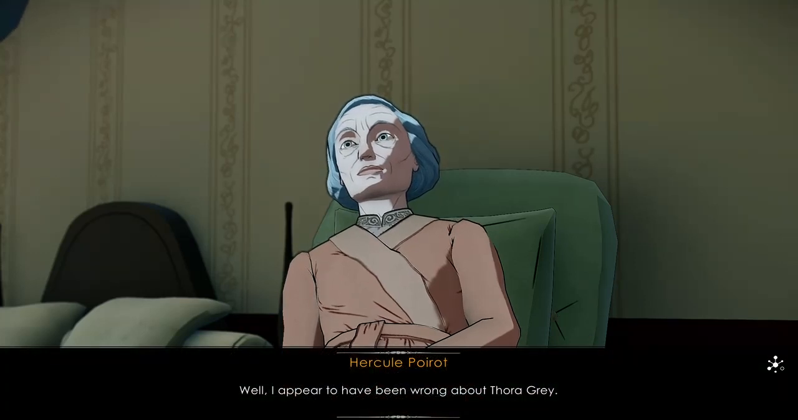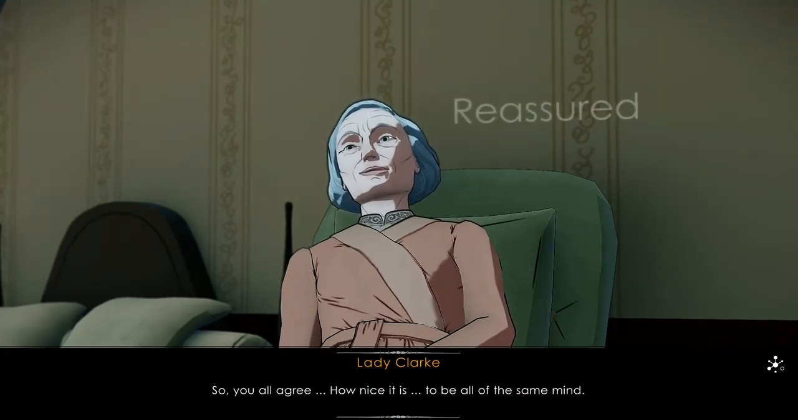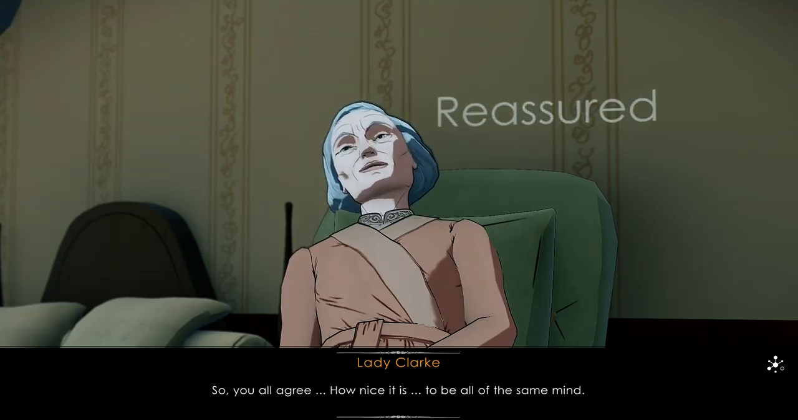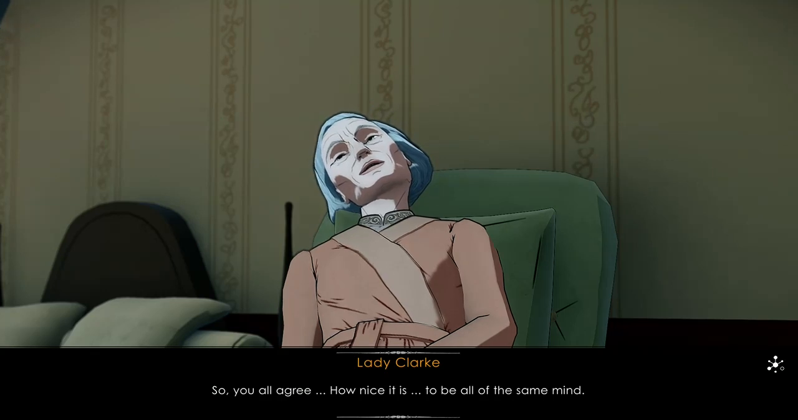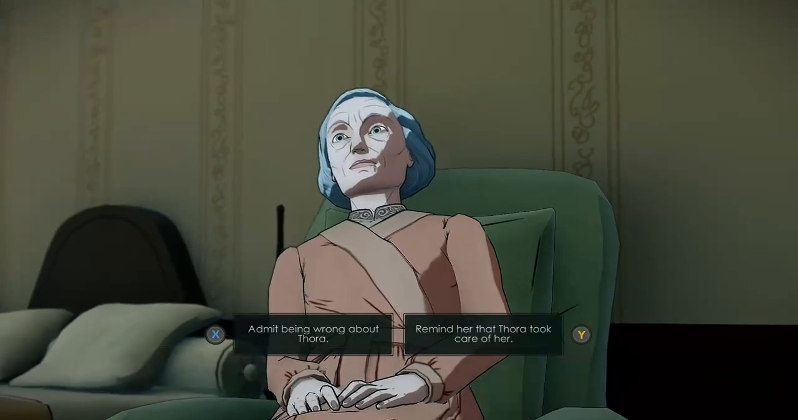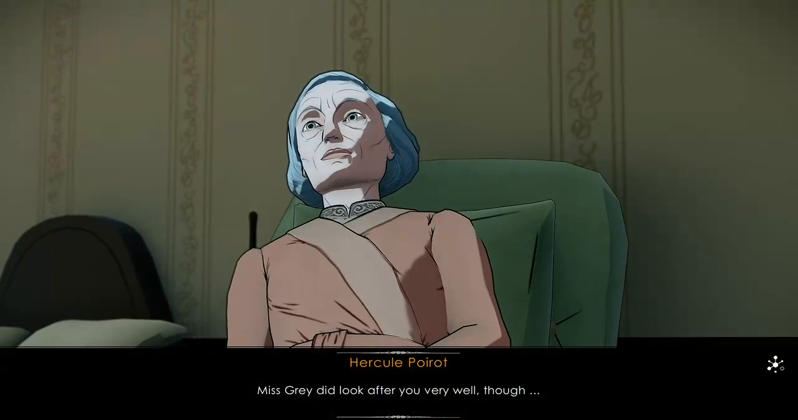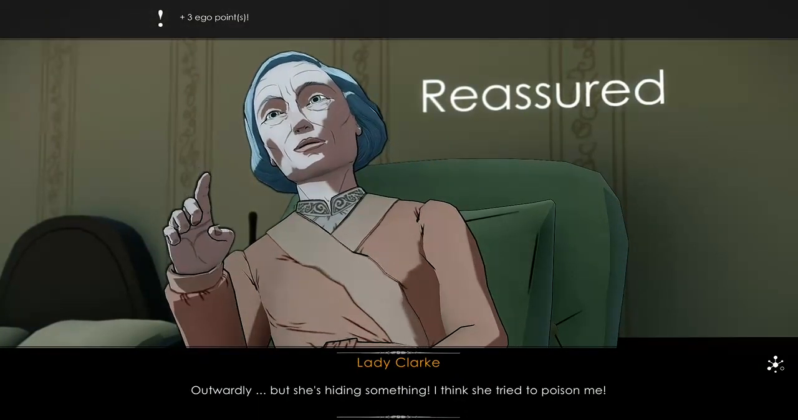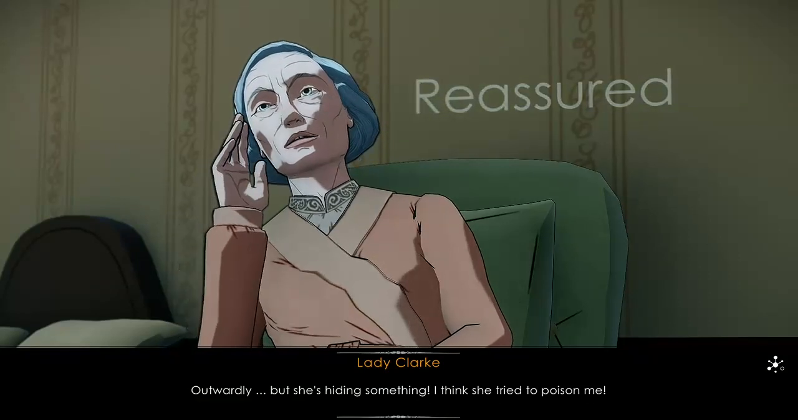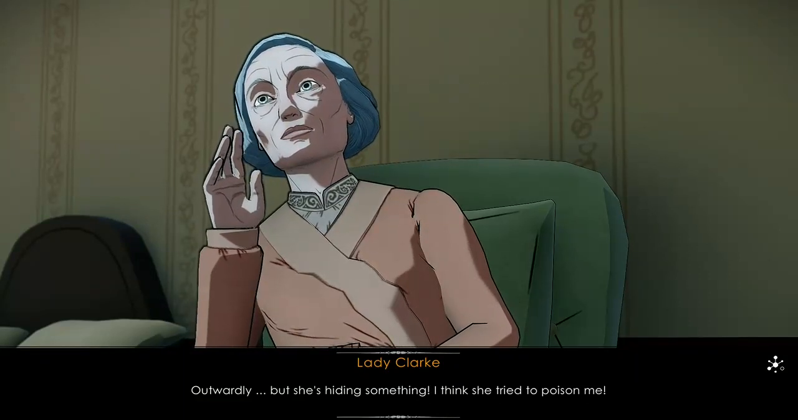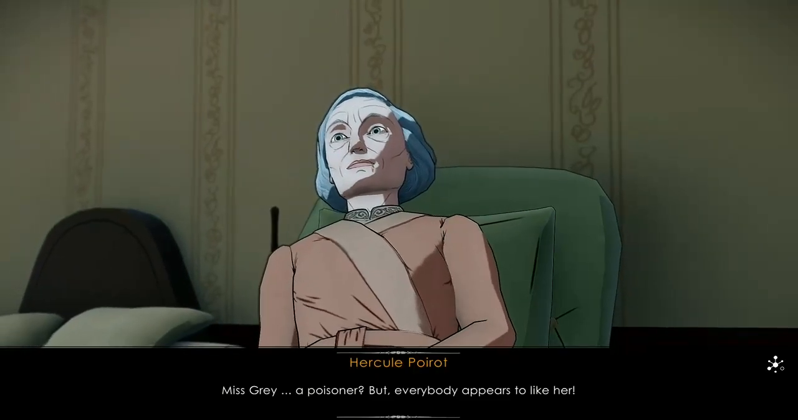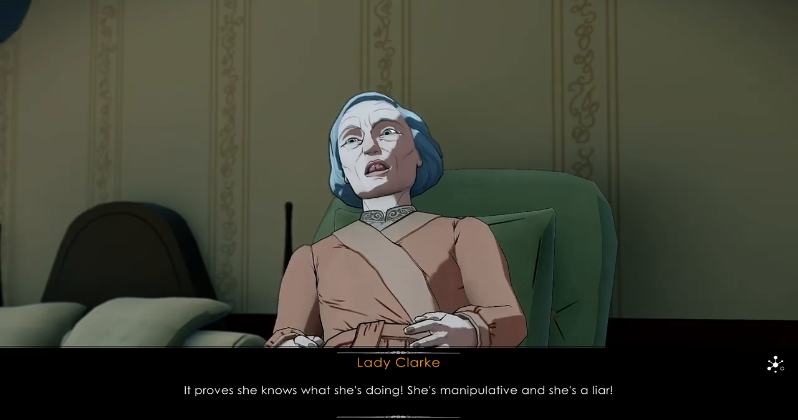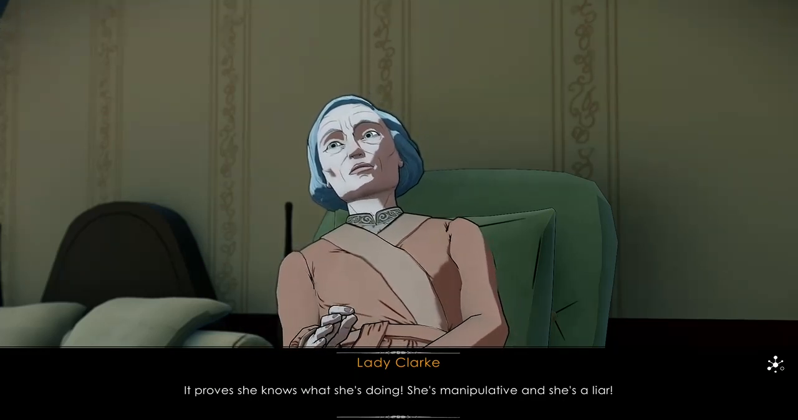Well, I appear to have been wrong about Thora. So you all agree. How nice it is to be all of the same mind. Miss Grey did look after you very well. Outwardly. But she's hiding something. I think she tried to poison me. Miss Grey? A poisoner? But everybody appears to like her. It proves she knows what she's doing. She's manipulative and she's a liar.